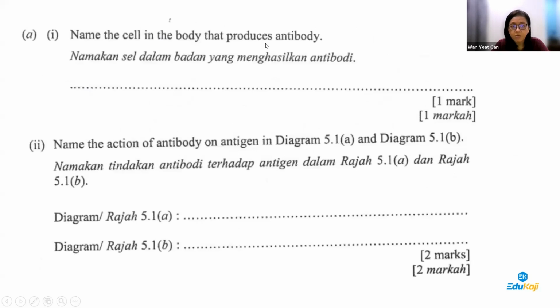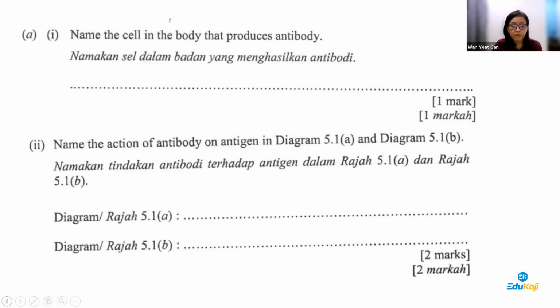Name the cell in the body that produces antibody. Now, the cell that produces antibody is lymphocyte. So you can also say B lymphocyte. If not, just lymphocyte will do. Name the action of antibody on antigen in diagram 5.1 A and B.